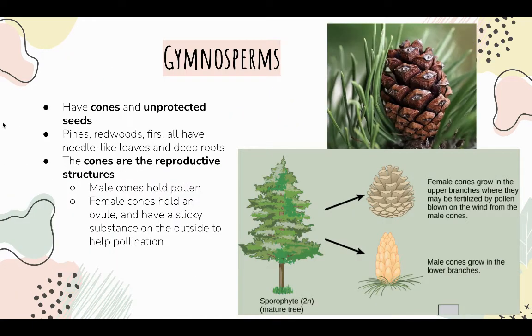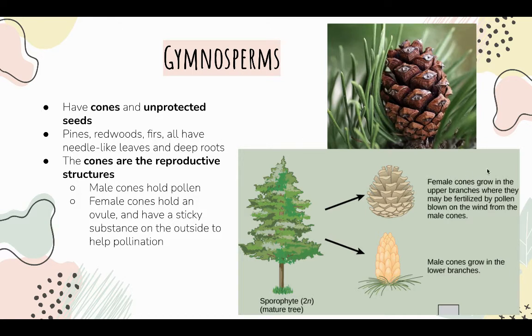Okay, so let's first talk about gymnosperms. They have cones and unprotected seeds. You may see these as pines, redwoods, firs, which all have these needle-like leaves and these deep roots. And their cones are the reproductive structures. So the male cones hold pollen, and the female cones hold an ovule, which have a sticky substance on the outside to help aid in pollination.